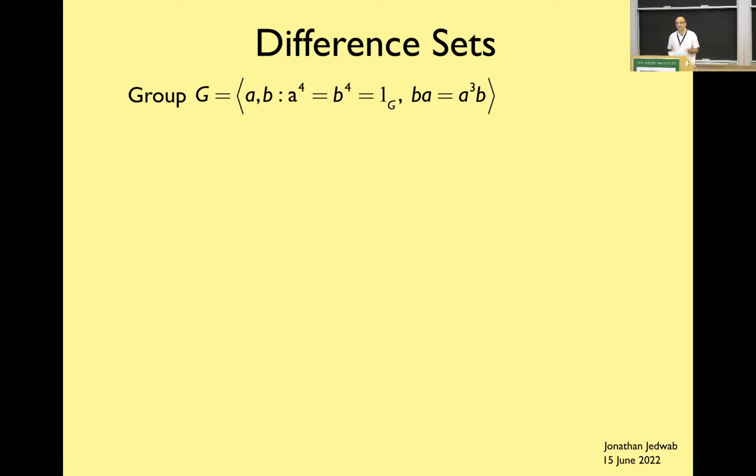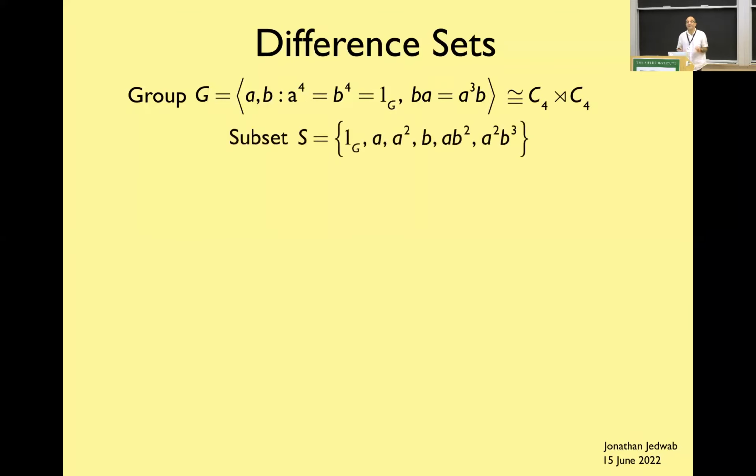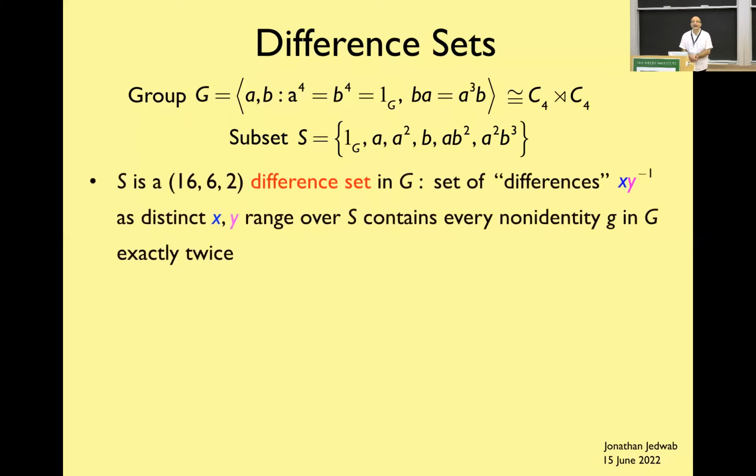So I don't know how to draw pictures of non-abelian groups. Good. There we go. Now I'm going to take a subset of that group. It has 6 elements. And that subset is a difference set in G. It's got parameters 16, 6, and 2.